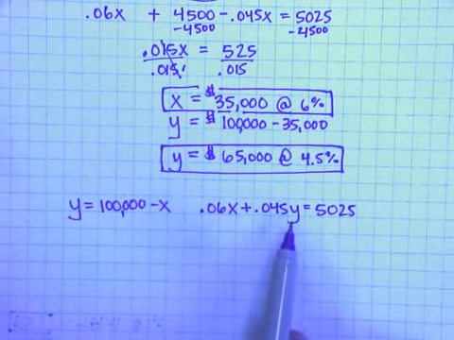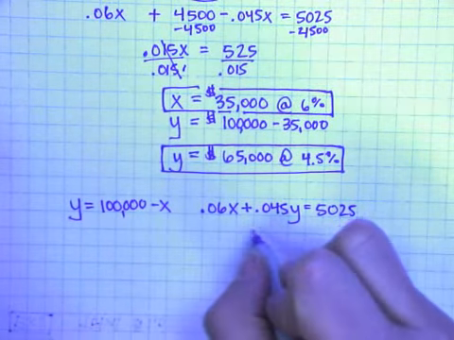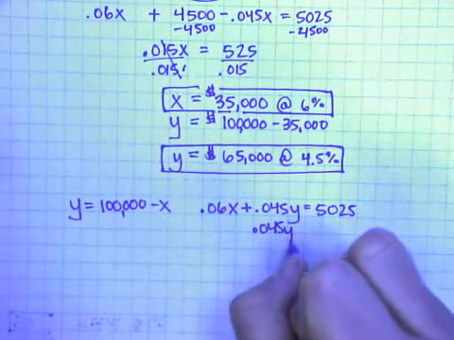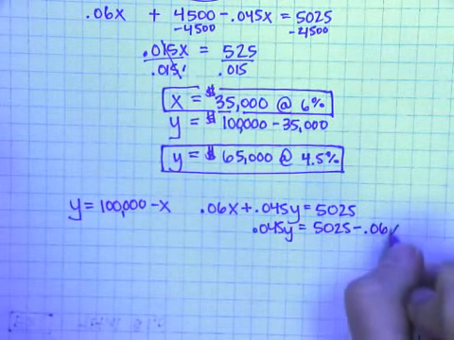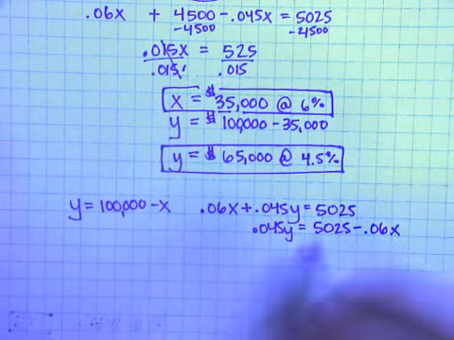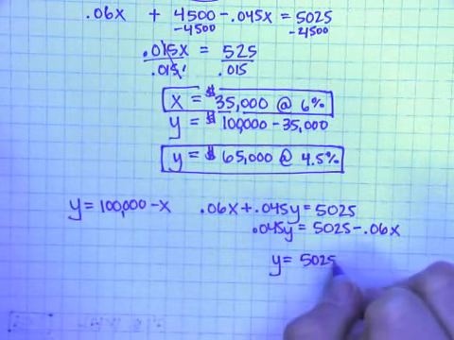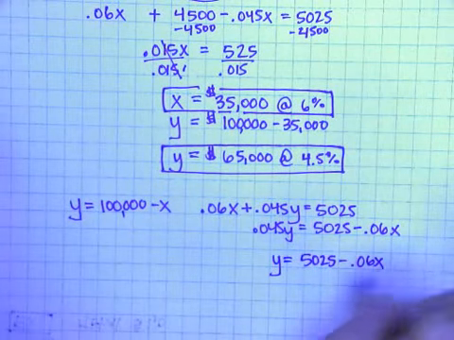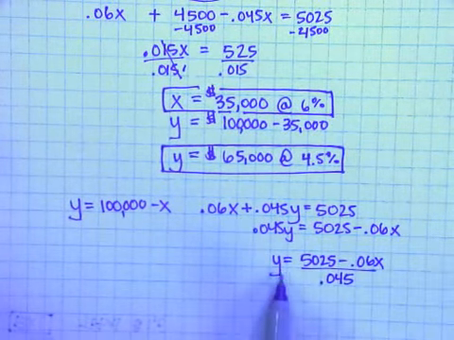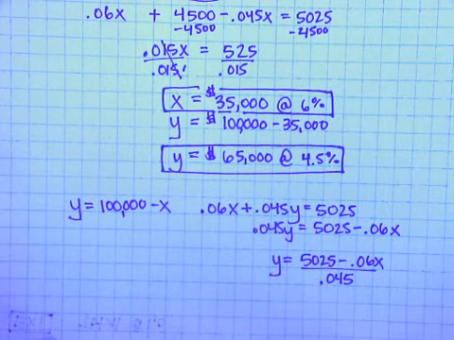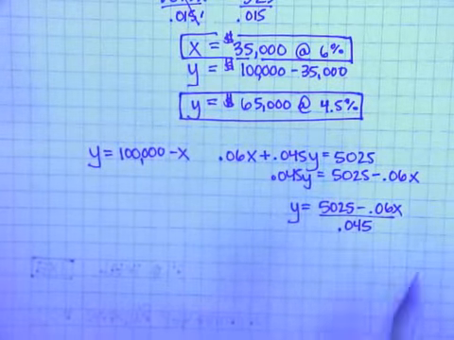If I wanted to graph this, I would need to isolate y in the second equation. So I would say 0.045y equals 5,025 minus 0.06x. I would subtract this from both sides, and then I would divide both sides by 0.045. Now the beautiful thing about graphing on your graphing calculator is that you don't need to simplify anything. As soon as you get y by itself, even though this looks pretty ugly, frankly, I don't have to simplify it for the graphing calculator. The graphing calculator can take care of it for me.